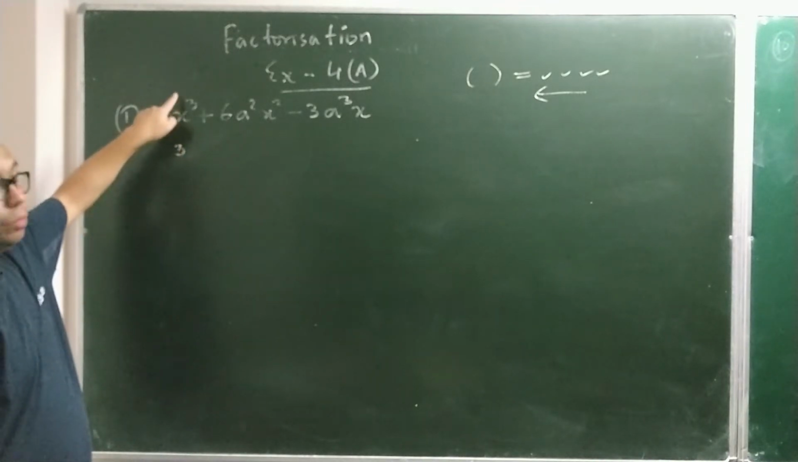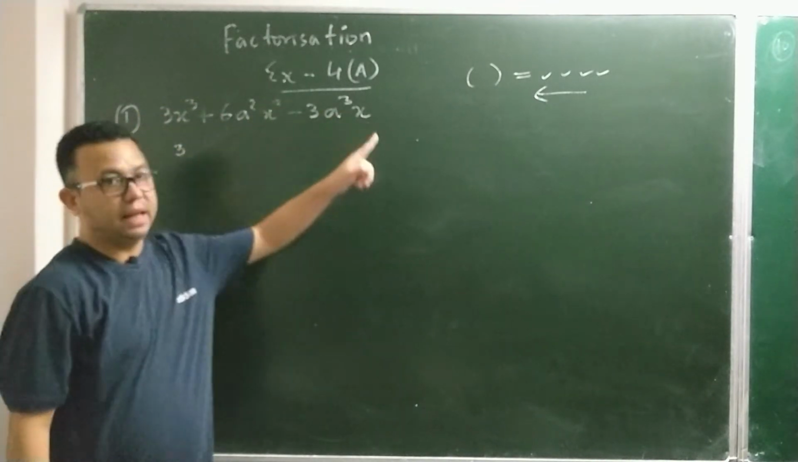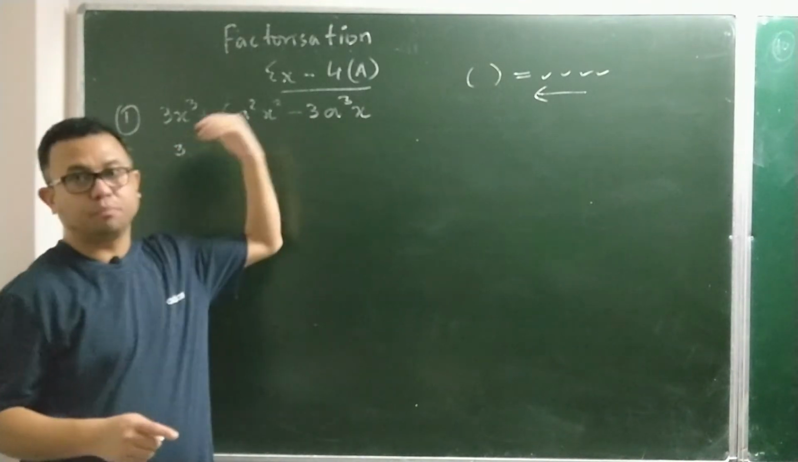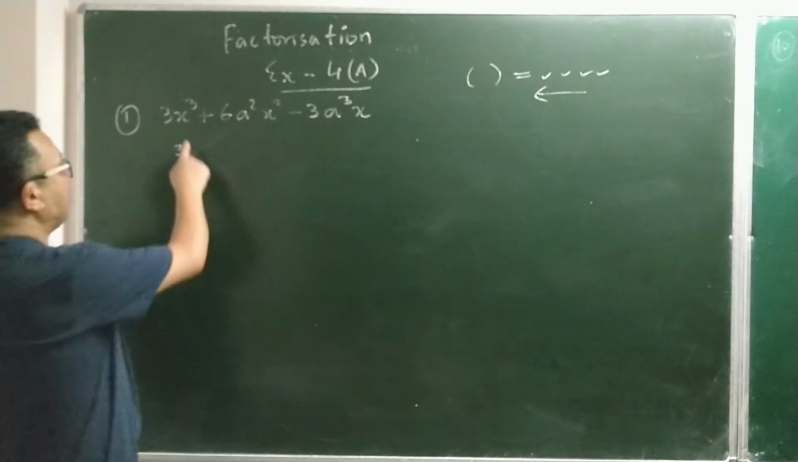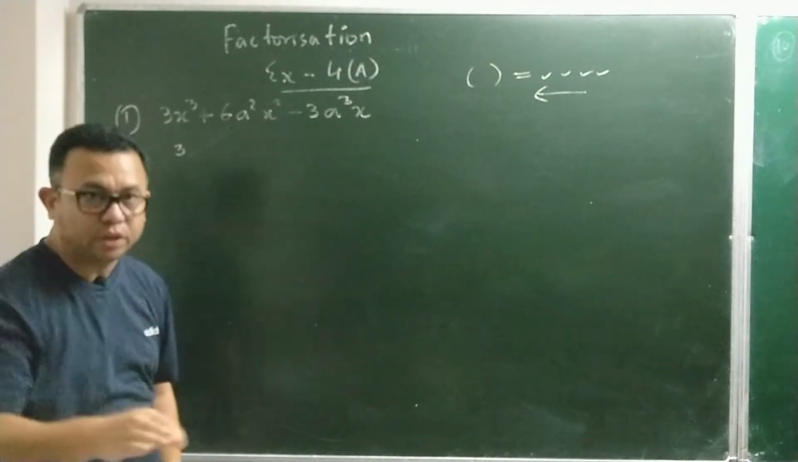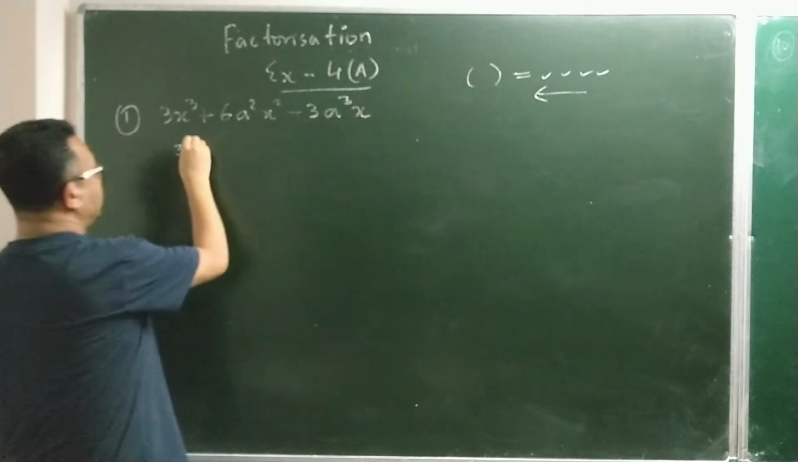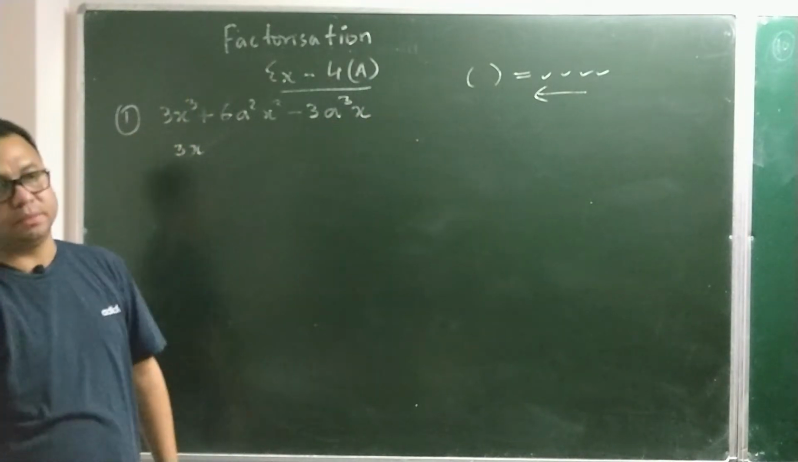You have x cube, here you have x square, here is x. Now when you are taking out common, here also you have x, here also x, but the powers of x are not the same. So you will take out common for x the lowest power. This is cube, this is square, this is only x. So the lowest power is x. That's why when I take common, I'll take only 3x.